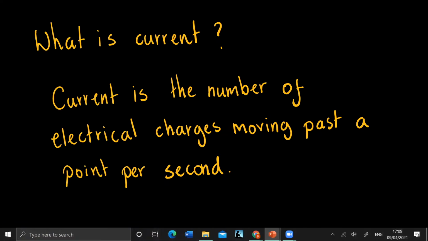Okay, let's get started. So let's think about what is current. So think about electricity, but a lot of people don't think what it is. Okay, so the actual definition, and it helps us to understand the equations as well, is current is the number of electrical charges moving past a point per second. Current is measured in amps. We'll talk about a bit later how it relates to other things.